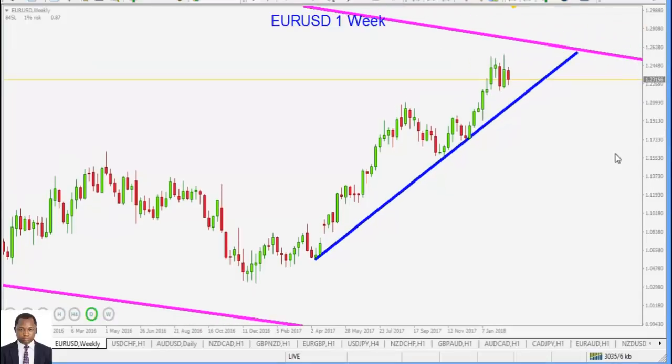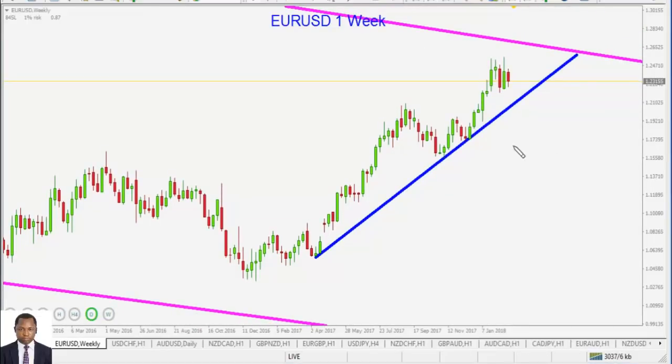All right, now in the daily time frame, or you can even see that in the weekly time frame, you can see that hesitation there in the weekly time frame. We can analyze that in the daily time frame.